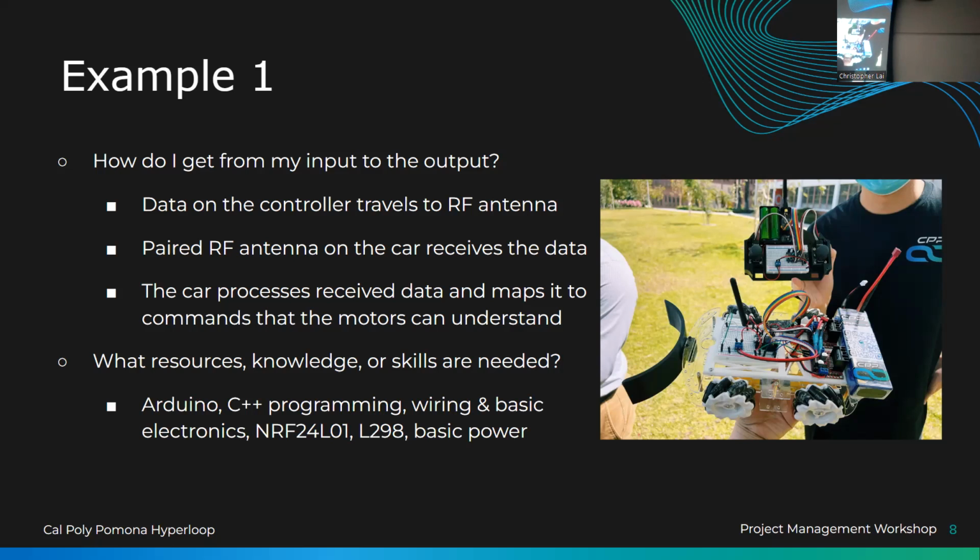This is the wireless communication RF antenna, which is the NRF24L01. We need to know how to use an L298, which is the motor driver. And we need to know how to use basic power, because our car needs power, right, in order to move. So if we understand all of these, we'll be able to construct our own soccer bot.